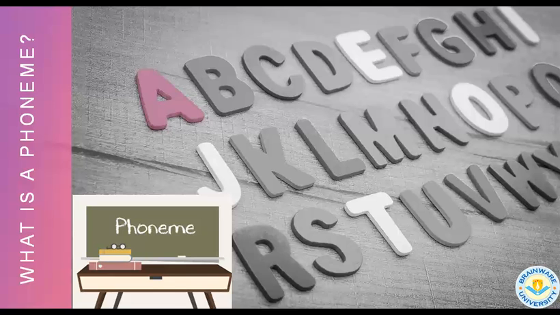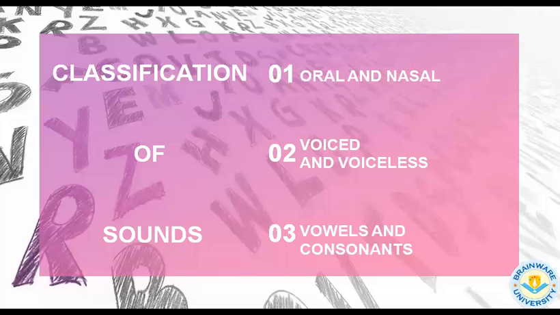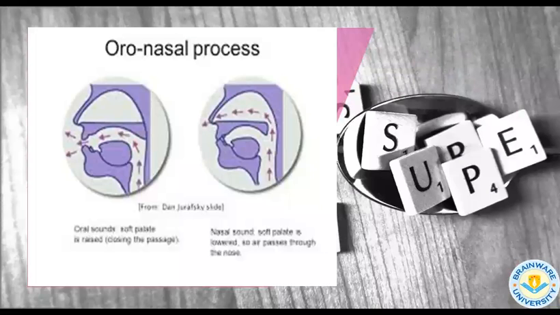Now, these speech sounds are produced in three ways. What is the first way of producing speech sounds? The first way is the oral and the nasal way. What is the second? The second is voiced and voiceless. And the third is how vowels and consonants are produced. So at first we will deal with the oral and nasal way: how an oral sound and how a nasal sound is produced.